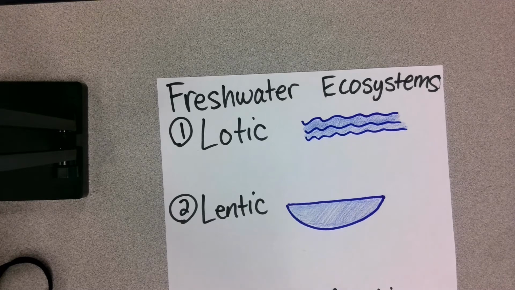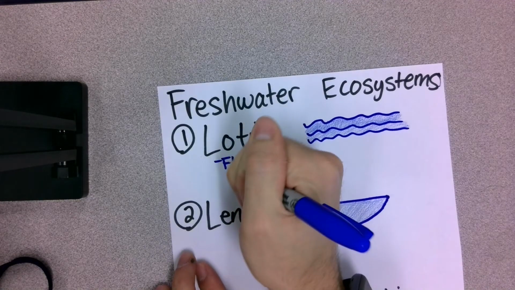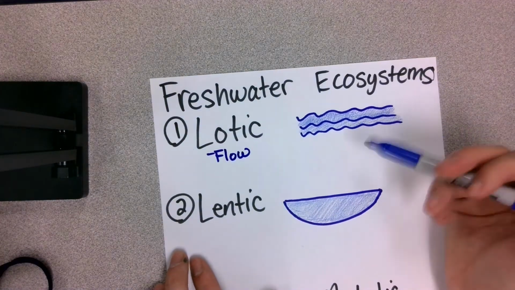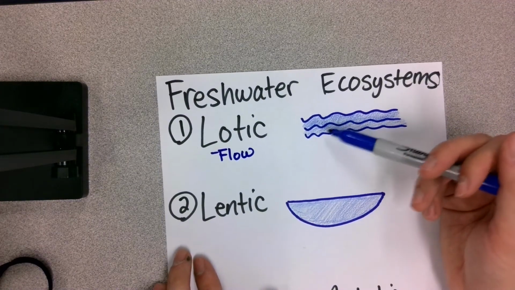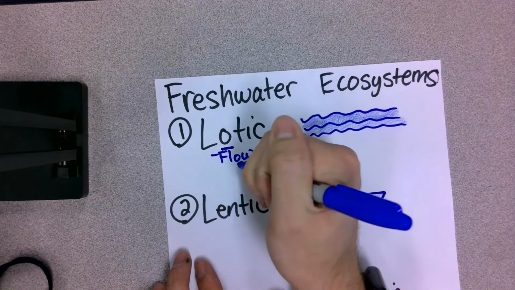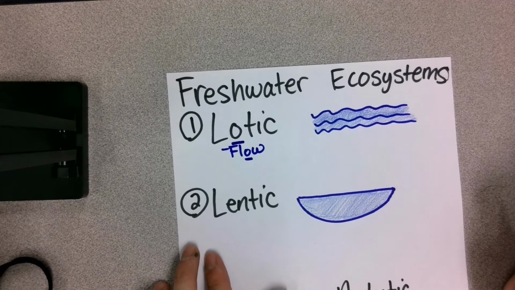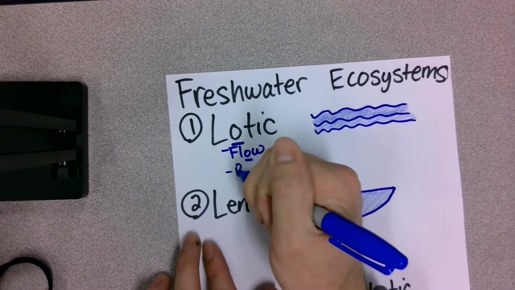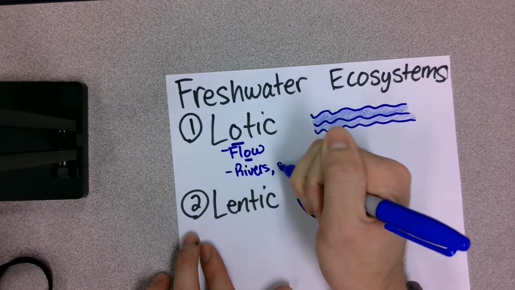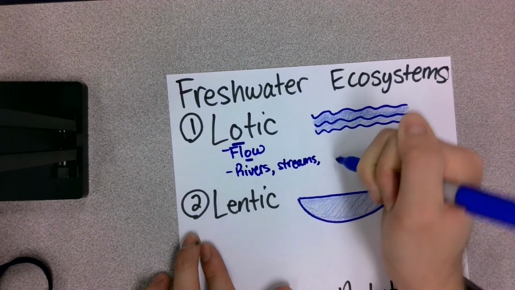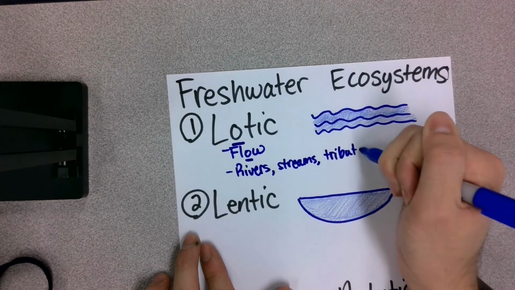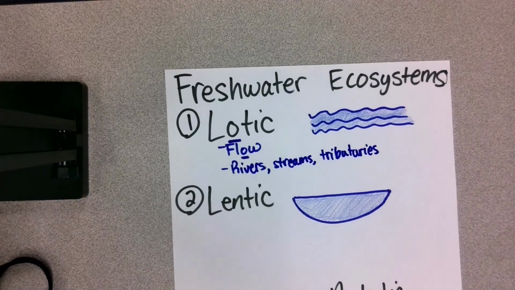Alright, and lotic systems, they flow. So I've drawn this picture here to show you that they flow. The way that I remember this is, lotic and flow kind of do the same thing. They have the same O sound. Alright, so examples of these include rivers, streams, tributaries, basically any type of water that is flowing. And we'll talk about these things called meandering streams towards the end of this video, but you just need to know the difference between the two. Alright, so lotic means that they flow.